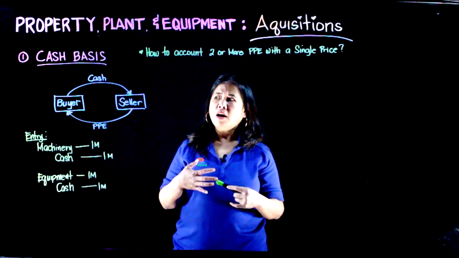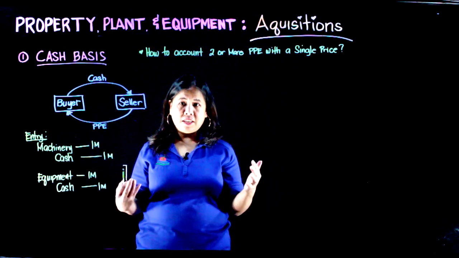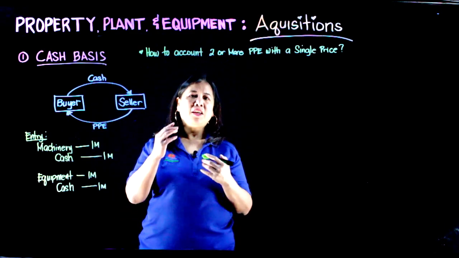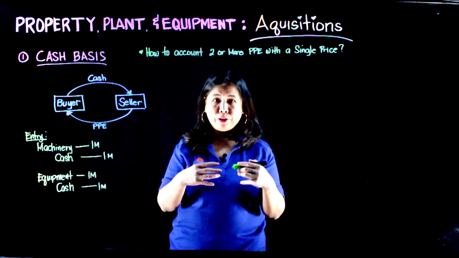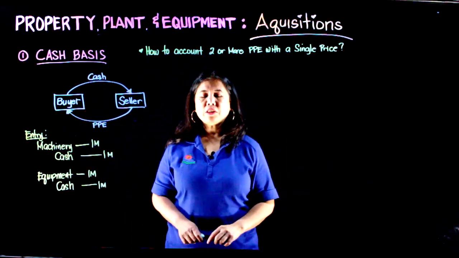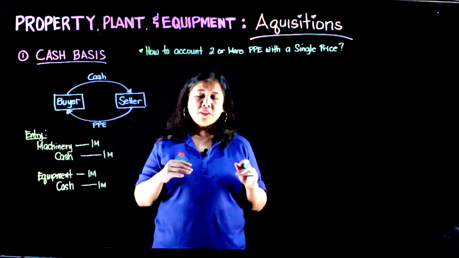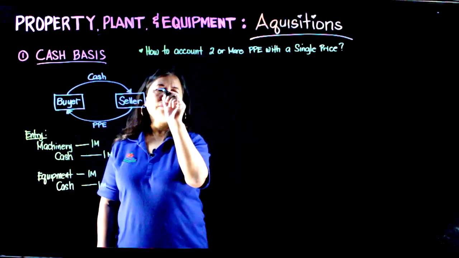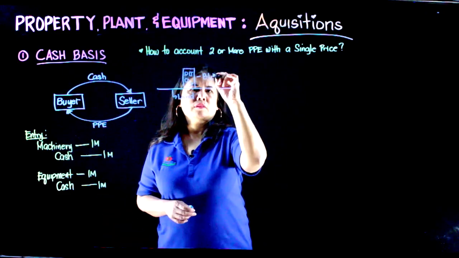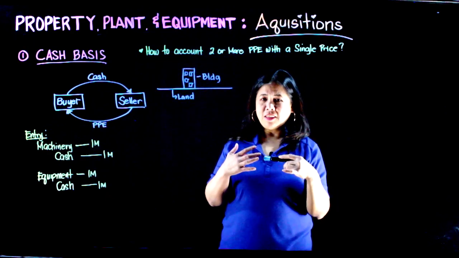This time, ang buyer, na-purchase siya ng dalawang klaseng assets. For example, a land and a building. Hindi mo naman pwedeng bilhin yung building na hindi kasama yung land. Pwede kang bumili ng land na walang building. So, let's say, for example, bumili ang company ng dalawang asset, the land and the building.